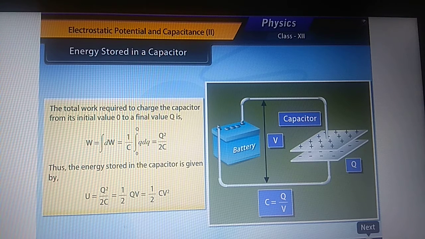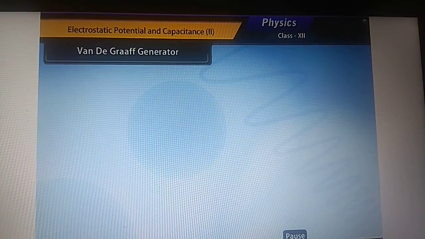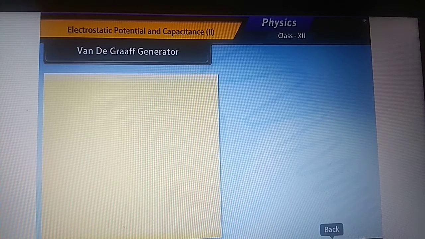So children, the next topic is the Van de Graaff generator. See, the Van de Graaff generator is not in the syllabus of 12th class. So I'm going to skip this topic, and please do not read this topic from the NCERT book also.